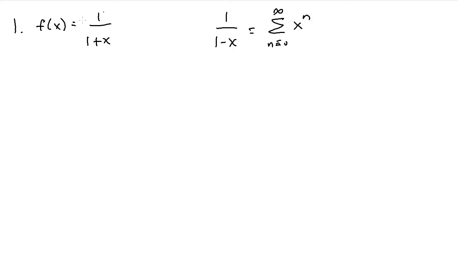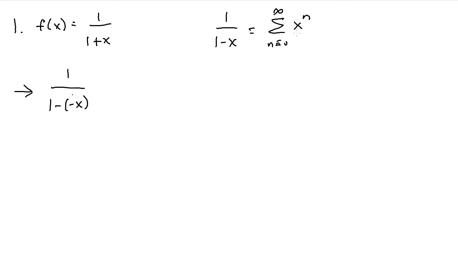But in this case, we have 1 over 1 plus x instead of minus x. So how could we change or manipulate this equation? Well, we could rewrite it. We could rewrite 1 over 1 plus x as 1 over 1 minus a negative x. So now that we have it in the form of 1 minus some value, notice instead of x, we have negative x.